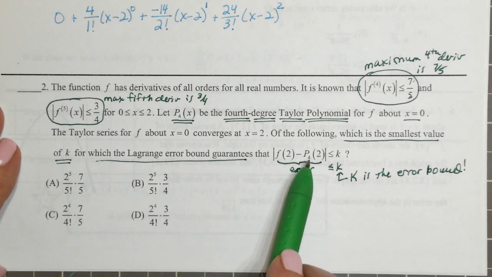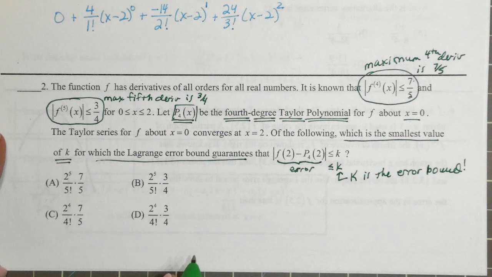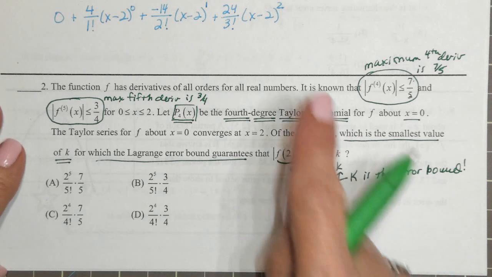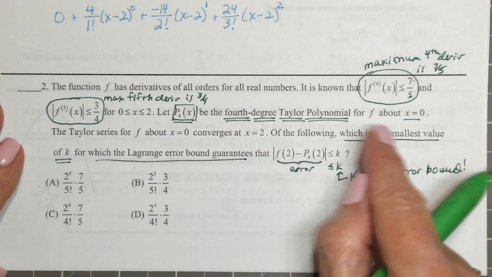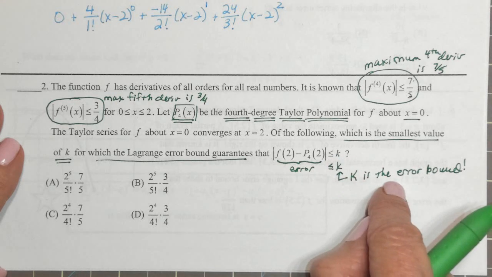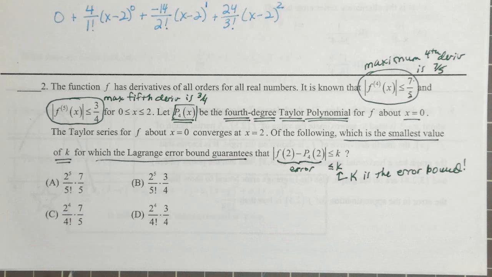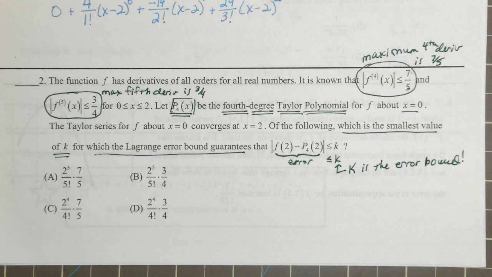We are using the fourth degree. Remember, this means the fourth degree Taylor polynomial, which means that it goes up to the fourth degree. So k, the Lagrange error bound, will have the fifth degree in it. It'll be the maximum fifth derivative times x minus c to the fifth power divided by 5 factorial, all the fives all over the place.